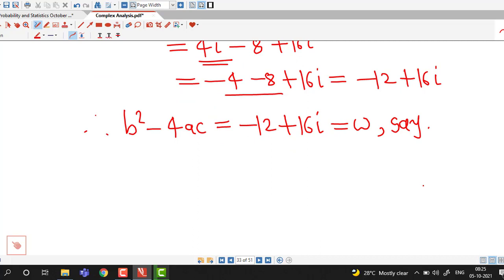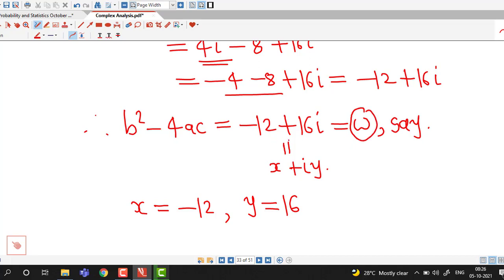So we require the square root of this quantity. So for that we can compare with x plus iy also. So we obtain that x is minus 12, y is 16. These x and y are the real and imaginary parts of this complex number w. Now y is positive, so in the formula of square root we will consider sign y equal to 1.